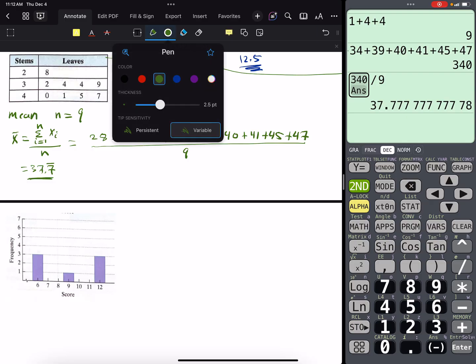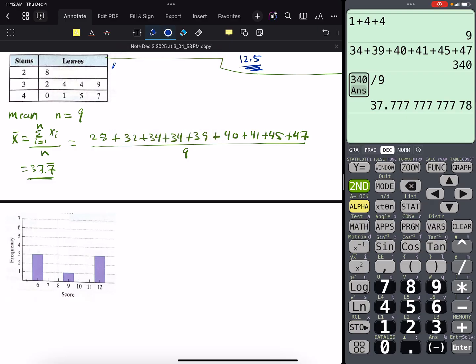Okay, now let's think about mode. If I think about a mode, that's my most frequently occurring value. And if I look at all of my leaves, each one of them only appears once, except for 4 here, which appears twice on the same line. And so my mode is 34 because I get 34 here, and then I get 34 again here. And so I have 34 appearing twice, and that gives me my mode.